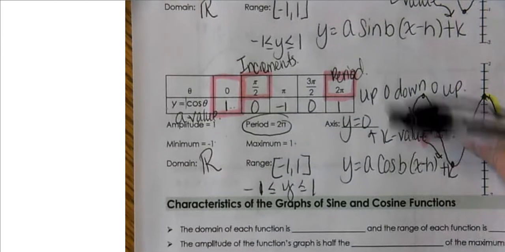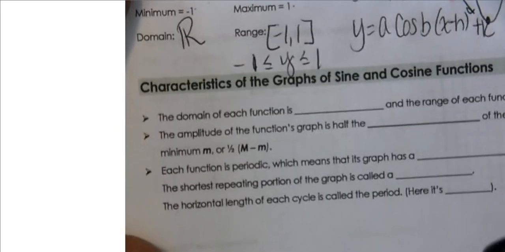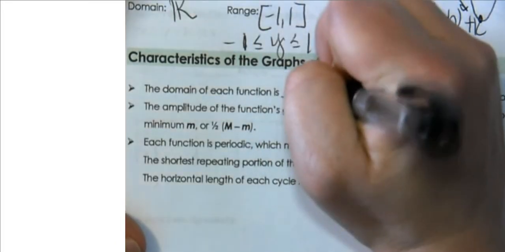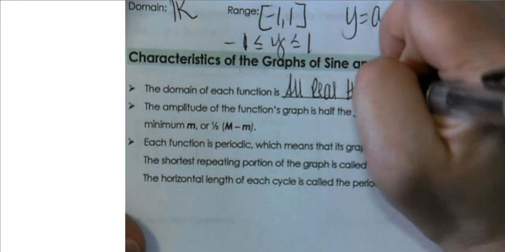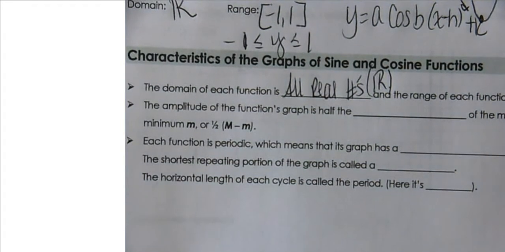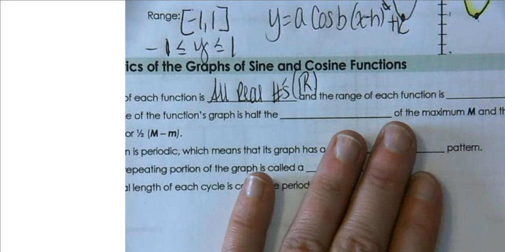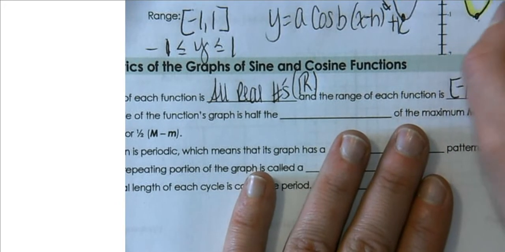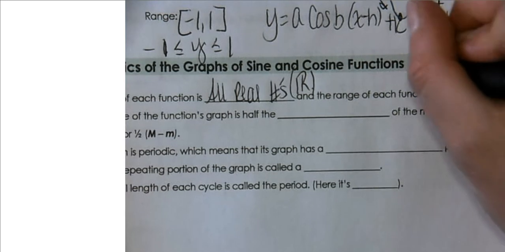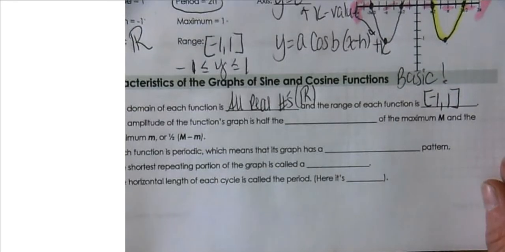So let's go ahead and recap a little bit more on the characteristics of sine and cosine functions. First, the domain of each function is going to be all real numbers. And we always write that as a symbol with an R that has the double-lined R. The range of each function, in this case, is going to be -1 going all the way to +1. That is our range for these basic cosine and sine functions. These are the basic ones, the parent of the parent functions.